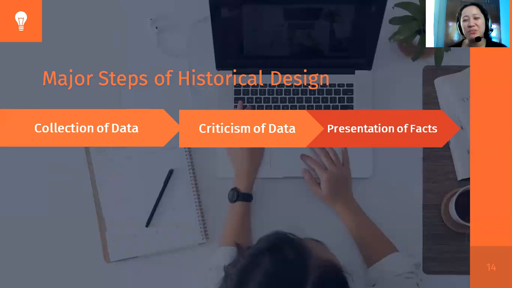Okay, so there are three major steps for historical research design. First is the collection of data, second is the criticism of data, and third is the presentation of facts. This is mainly to shed light on the vague situations or the problems of the present. Once the information of the past is collected and criticized, a newly gathered fact will be presented. That presented fact may solve the problem which is faced in the present.